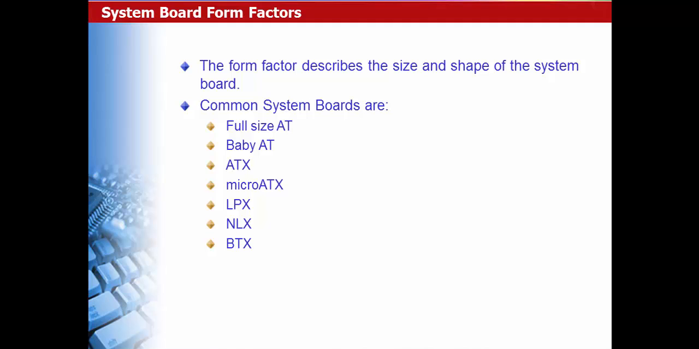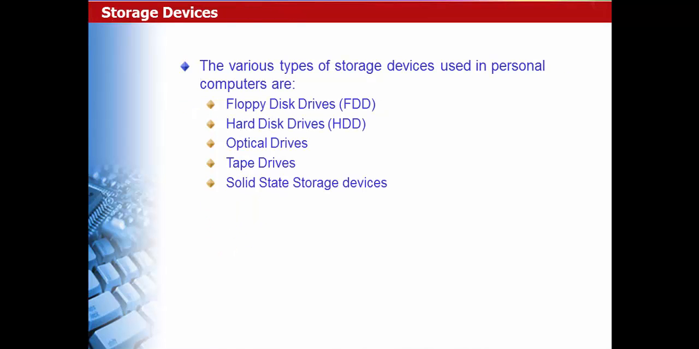Okay, so full size AT, BB80, ATX, micro ATX, LPX, NLX, and BDX. Depending upon the size and shape of the system board, these are the classifications of various system boards available here. Then we have various types of storage devices, known as floppy disk drives, which are outdated and almost became a legacy.